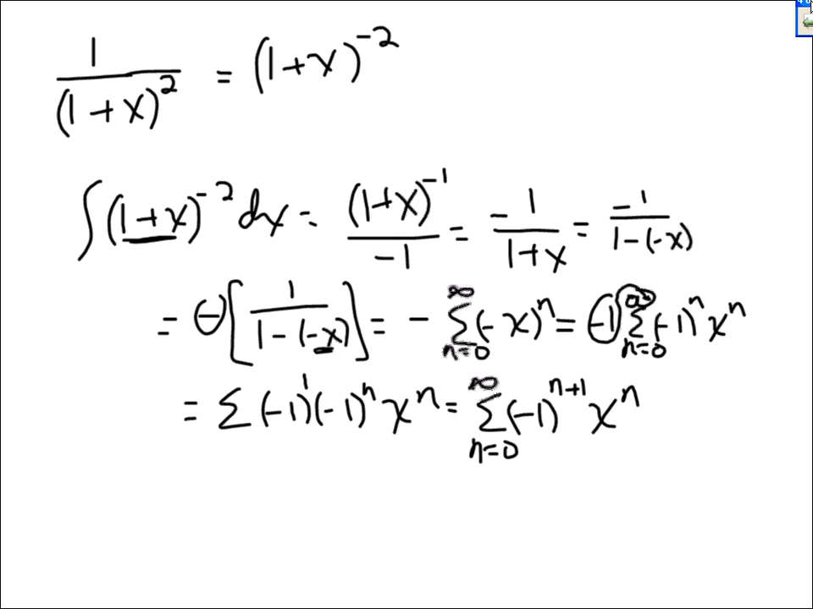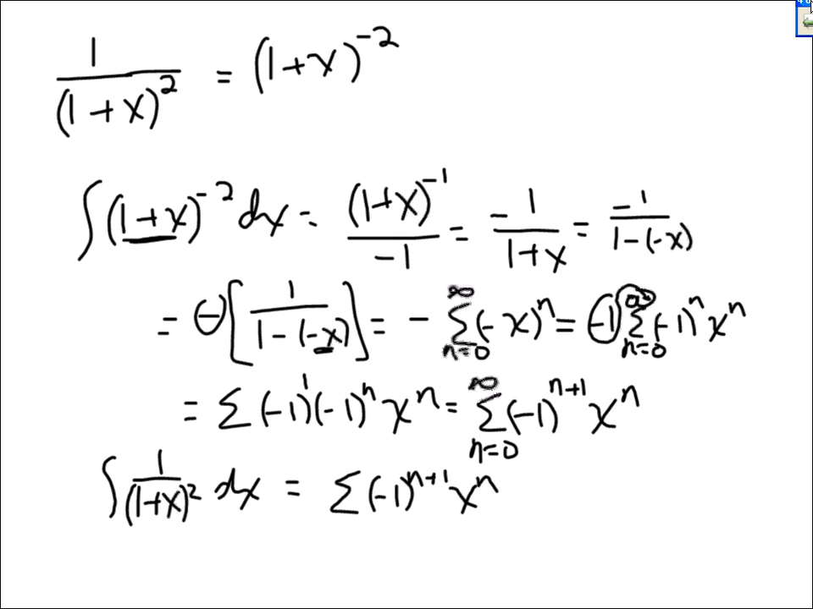So what we have here is the integral of 1 plus x to the negative 2 dx. Now, I'd rather just write that differently. 1 plus x to the negative 2 just happens to be 1 over 1 plus x squared. This integral happens to equal the summation of a constant times x to the n. N goes from 0 to infinity.